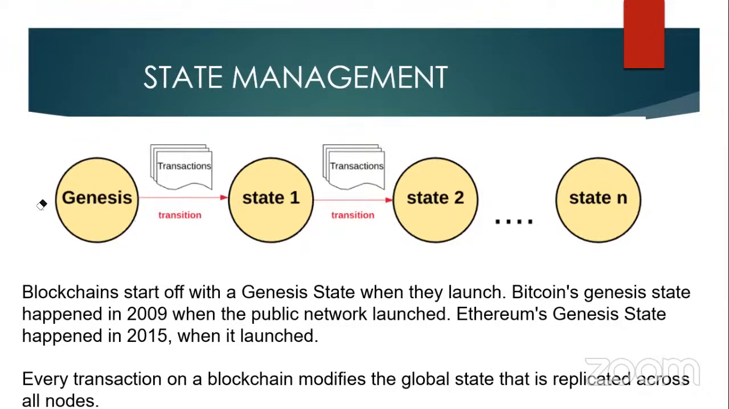Every transaction on a blockchain modifies the global state that is replicated across all nodes. So every transaction that happens has been verified across all nodes in the blockchain. Every node involved in the blockchain must be aware. In fact, they have taken record of whatever transaction has happened in that blockchain.